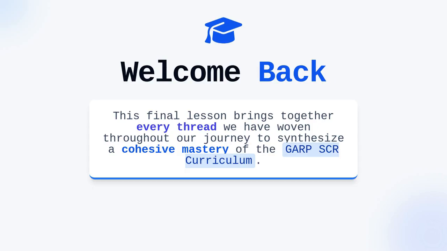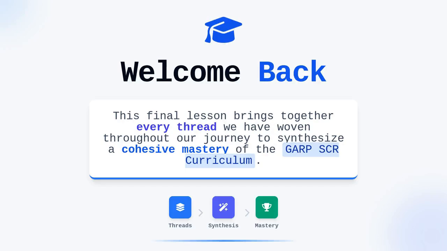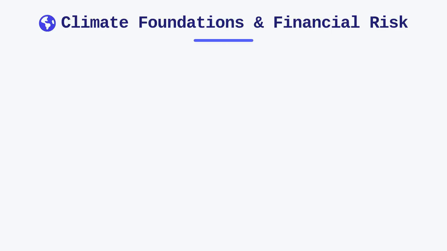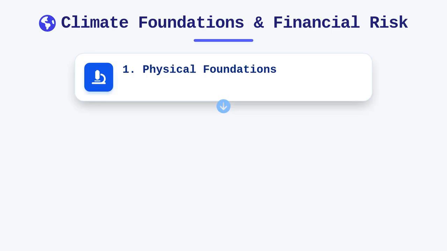Welcome back. This final lesson brings together every thread we have woven throughout our journey to synthesize a cohesive mastery of the GARP SCR curriculum. We started by examining the physical foundations of climate change, grounding our understanding in the hard data provided by the IPCC regarding global warming potentials and the delicate stability of planetary tipping points.